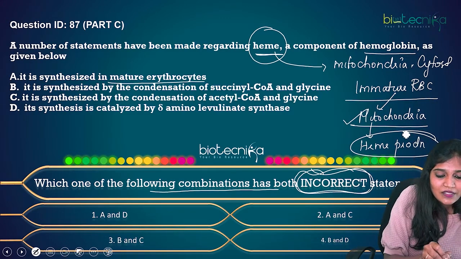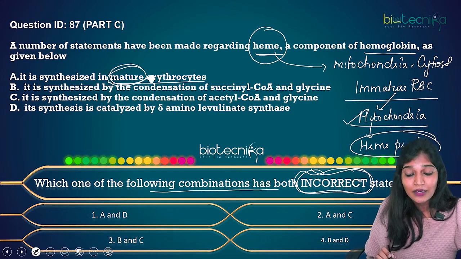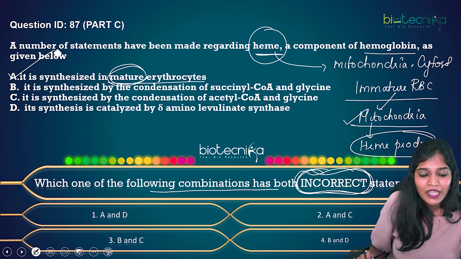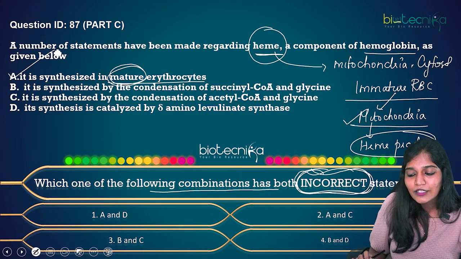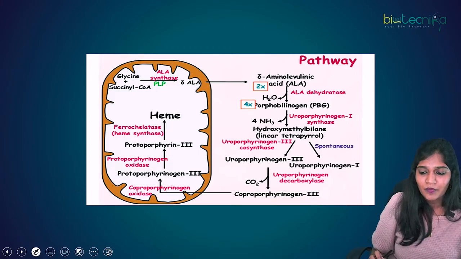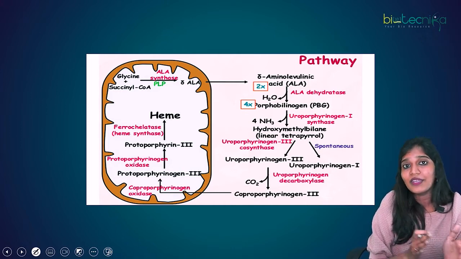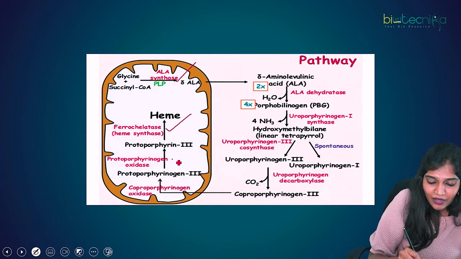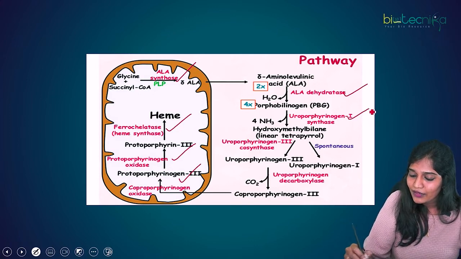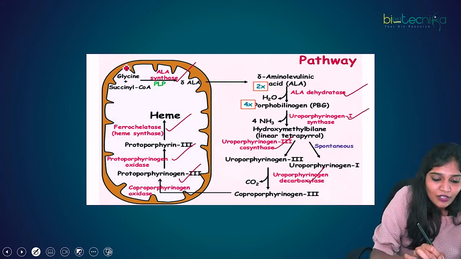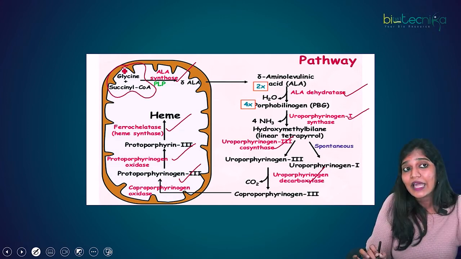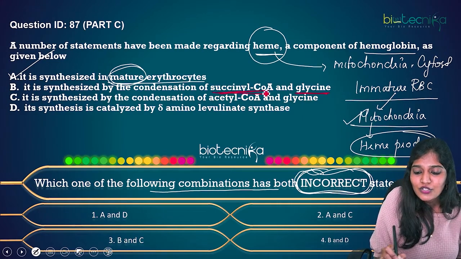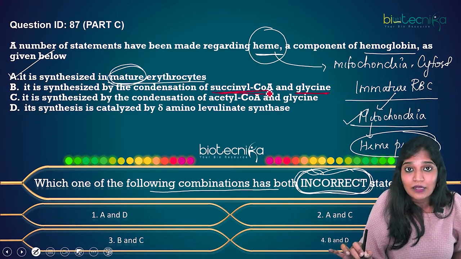But they have given that it is synthesized in mature erythrocyte, which is a wrong statement. They ask you to find the incorrect statement, so we have to choose option A. Let's check the second one: it is synthesized by condensation of succinyl-CoA and glycine. Now let's look at this image. As I already told you, heme is produced in mitochondria and cytosol. In mitochondria there are going to be 4 enzymes, you can see it over here: ALA synthase and 3 other enzymes, and there are 4 other enzymes in the cytosol. Here you are seeing how heme is produced, from glycine and succinyl-CoA. So condensation of succinyl-CoA and glycine is a correct statement, which we should not choose.